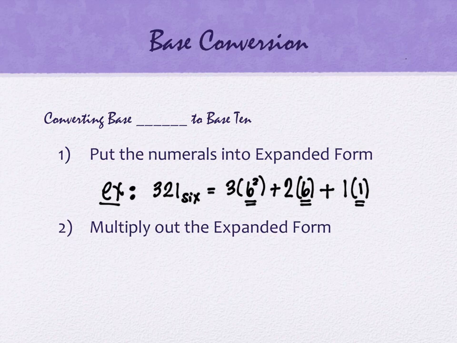This is the units place. It's worth 1. A long in base 6 is worth 6. And then a flat in base 6 is worth 6 squared. That's what expanded form looks like.